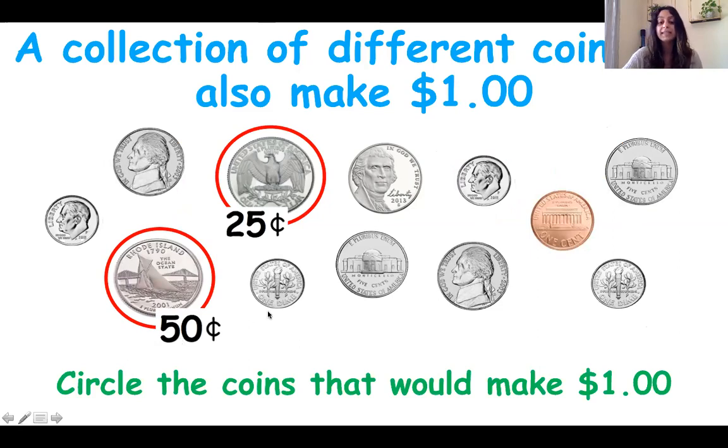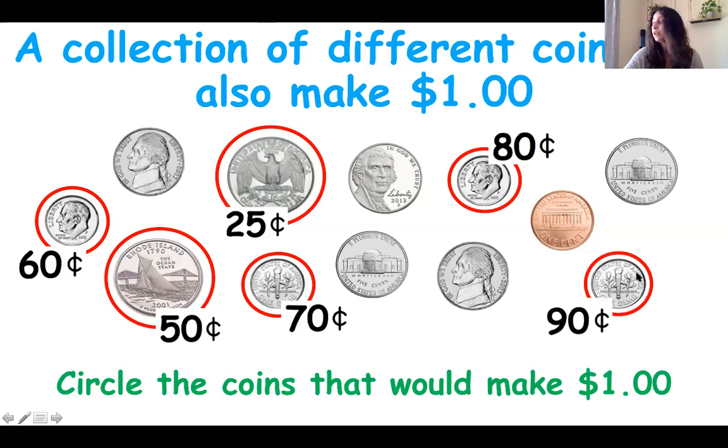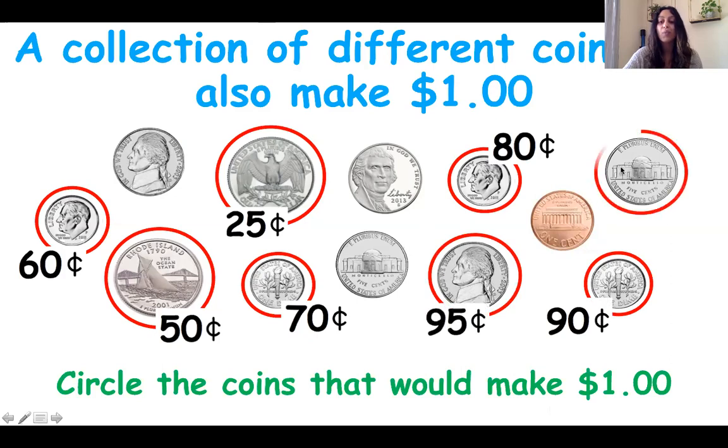So let's do 50 cents. Let's find a dime. 60 cents. 70 cents. 80 cents. 90 cents. I was able to use a lot of dimes to get me really close to 100 cents. Do I have any more dimes? No, I don't have any more dimes. So now I have to switch to nickels. 90 cents, 95 cents, $1. Very nice.